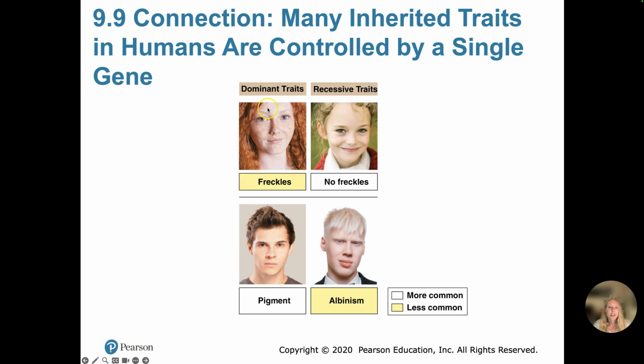So having freckles is a dominant trait. Having no freckles is a recessive trait. You need two recessive alleles to not have freckles. However, no freckles is more common in the population than having freckles. And then down here, having skin and hair pigment is a dominant trait. Albinism is a recessive trait. Albinism is less common, whereas having pigment is more common in the population. So this just goes to show that recessive traits are not always less common in the population. So just make sure you're aware of that.